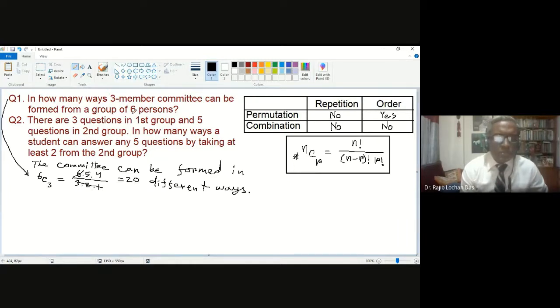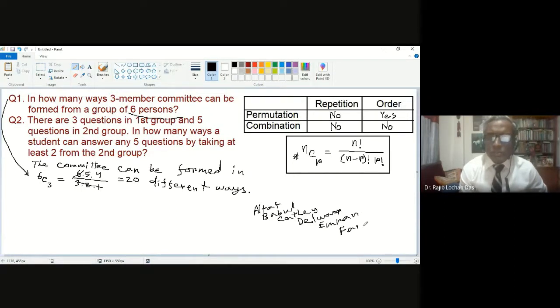6 persons. Let me just take 6 names. Say one person is Altaf, and then the second person is Babul, and third person is Kathy, and then fourth person is Delwar. And then fifth person is say Imran, and then sixth person, say Farid.